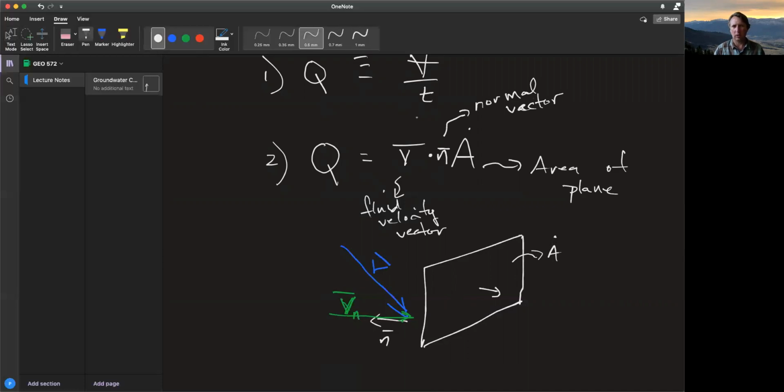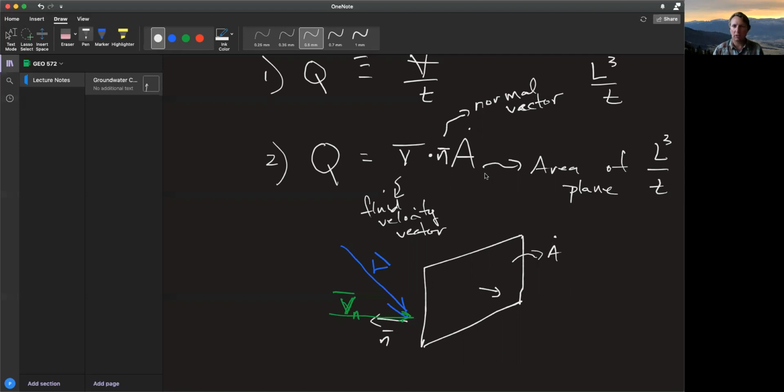So takeaways here, discharge is volume per unit time. That is also defined as the component of the fluid velocity normal to our plane times the area of that plane. Let's look at units here. This is length cubed per time. Velocity has the unit length per time. Area has the unit length squared. So again, we end up with length cubed per time. That's good.